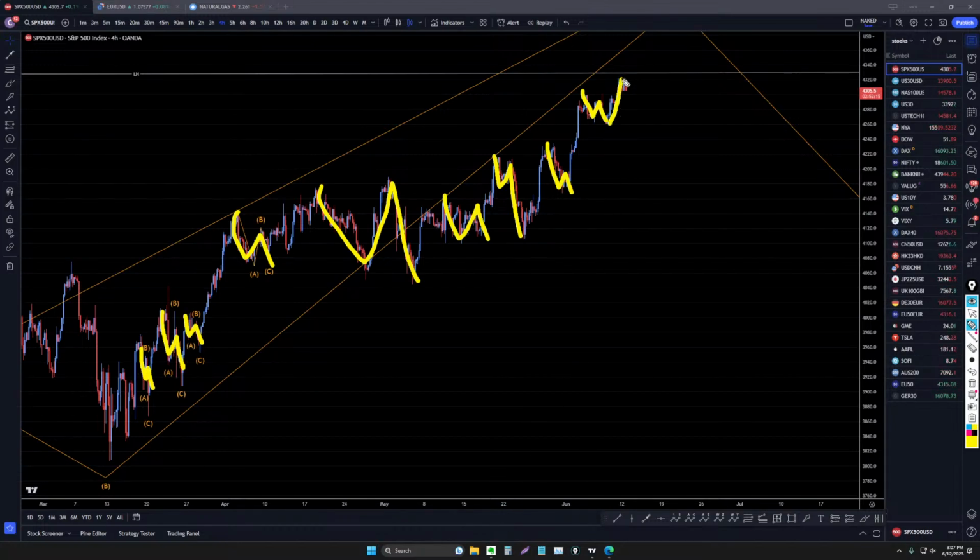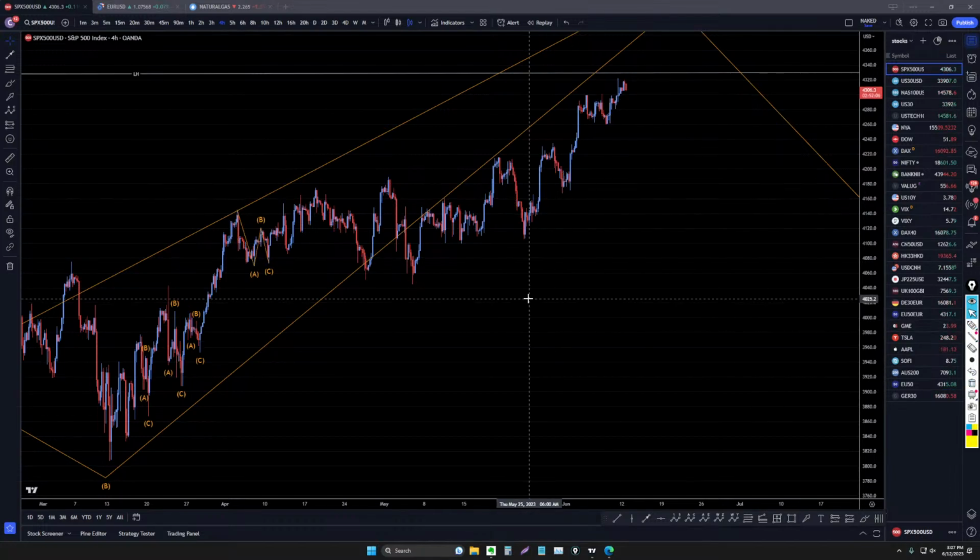So if it makes another 3-way pattern down, another impulsive move up, that's going to be another entry to go long for the continuation of this uptrend.